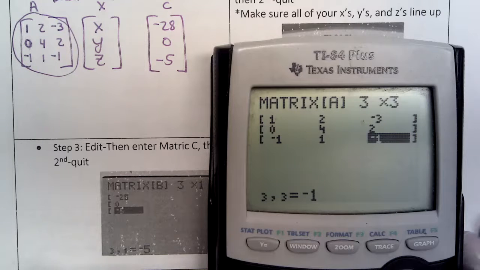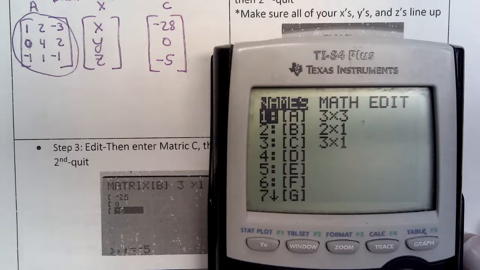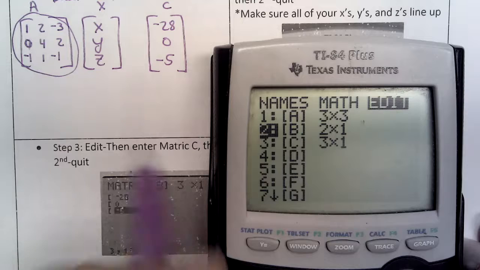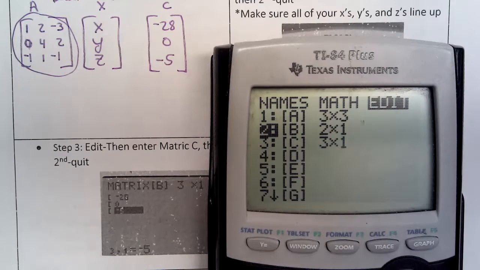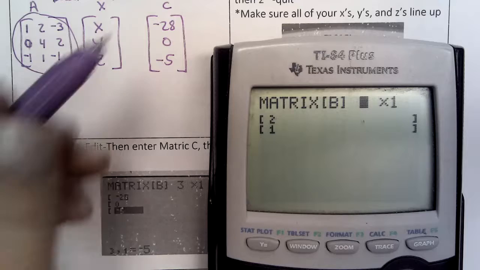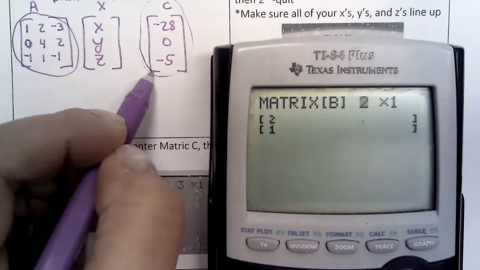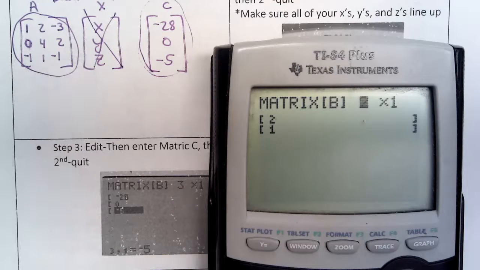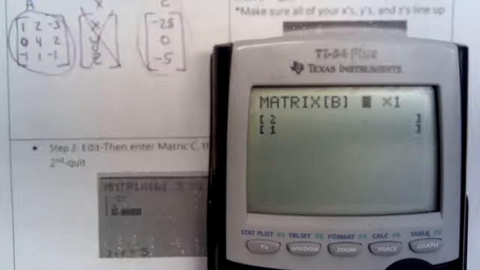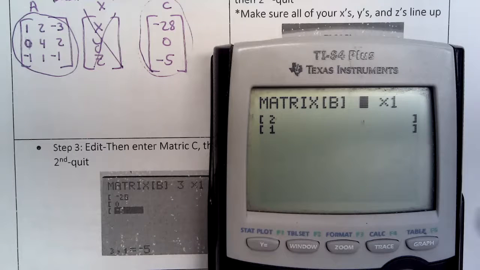So now I'm going to hit second matrix again, and I'm going to go over to edit. It doesn't matter if you use B or C. I have both of them in here because I've been working on a couple of different things, so I'm just going to choose matrix B. In that one, I'm going to put my constant matrix. Remember, I said when we're solving, we don't need that. My constant matrix in this case is 3 down and 1 across, so that's going to be negative 28, 0, and negative 5.